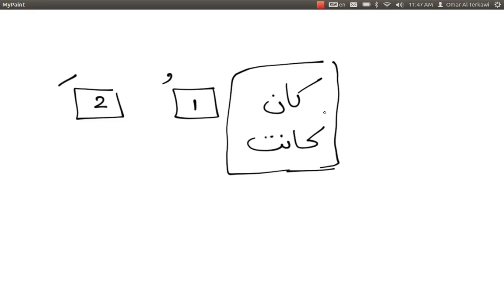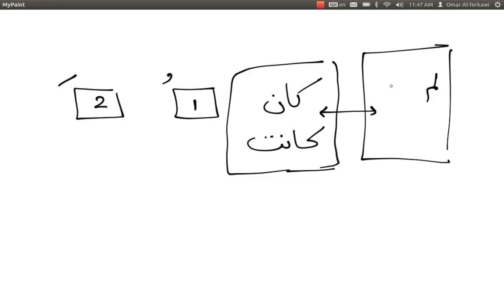Okay? What happens is that this part transforms to this. If you were using kana, it becomes lam yakun. If you're using kanat, you would use lam takun. Lam yakun, lam takun. Okay? I think this is clear. So if you have a sentence that says, for example, كانت القهوة ساخنة, which means the coffee was hot, the negation of that would be لم تكن القهوة ساخنة. كانت القهوة ساخنة. لم تكن القهوة ساخنة. Okay?